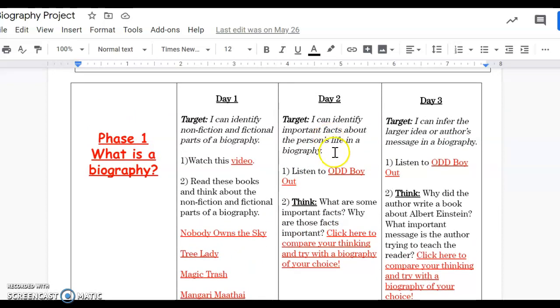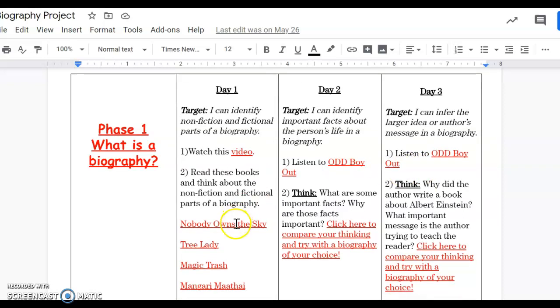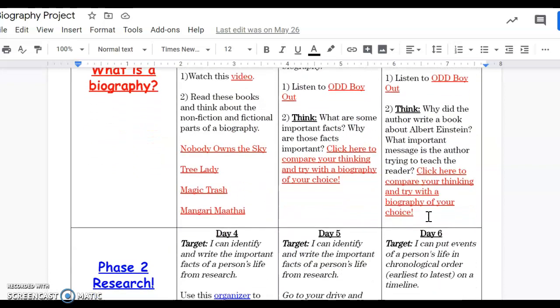Day 2, the target is right here, identifying important facts. There's an activity to go along with this. You can use the same biography you used for day 1 and day 2. Day 3, inferring the larger idea or author's message in your biography. And again, you can use the same biography that you used from day 1 and day 2. Use it in day 3 as well.